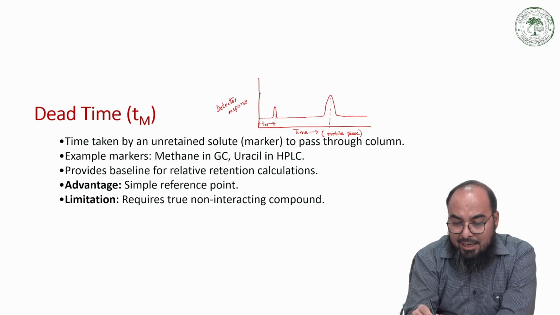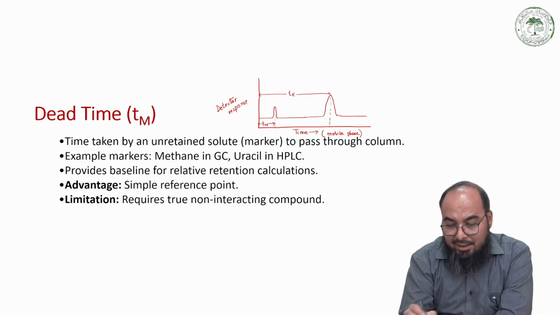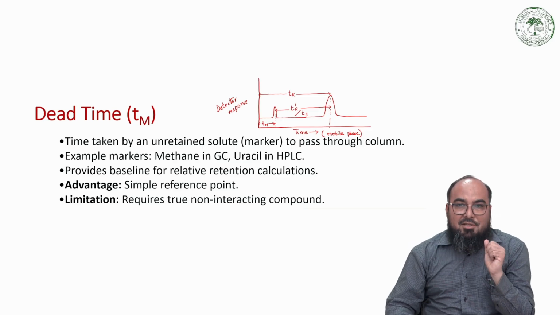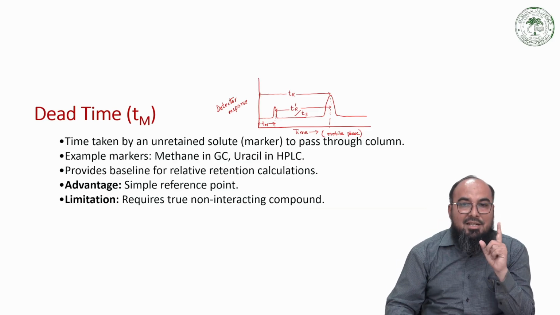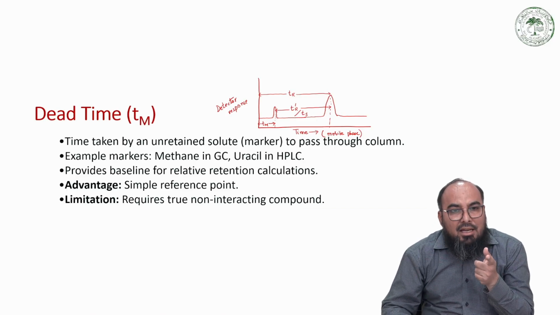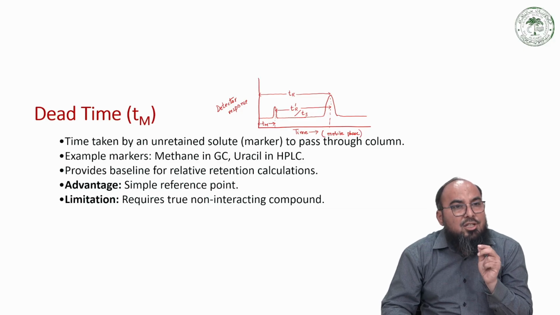And this time is called Tr, and this time in between is called Tr dash, and sometimes you can find it written as Ts. Now we have three different times, that is the Tm, the Tr, and the Tr dash or Ts.